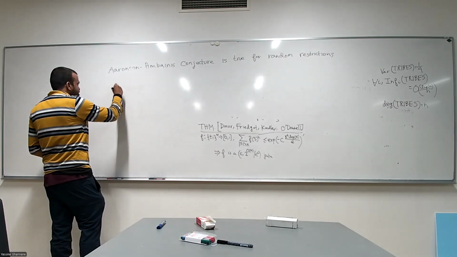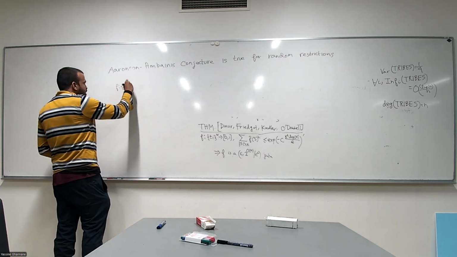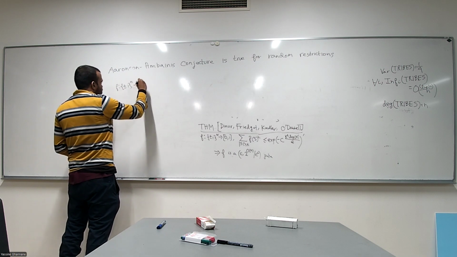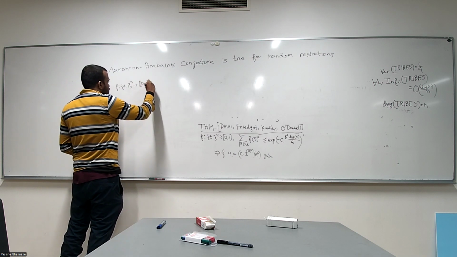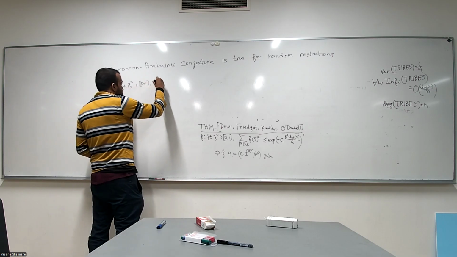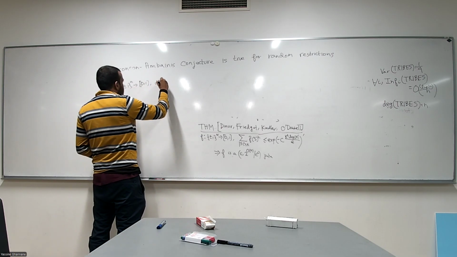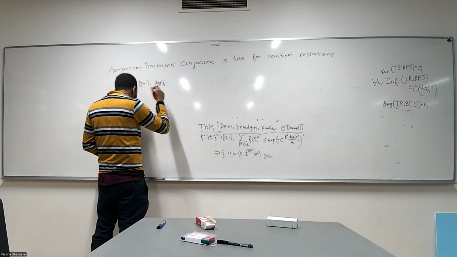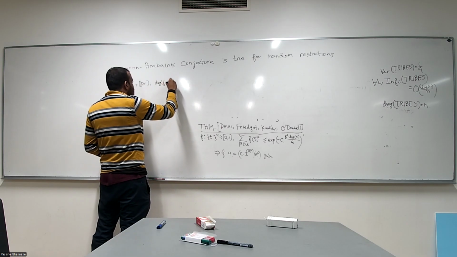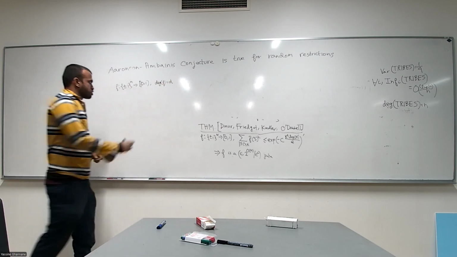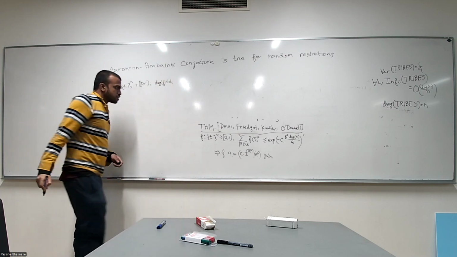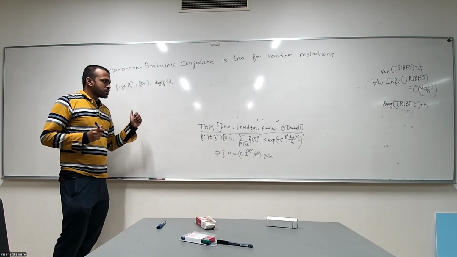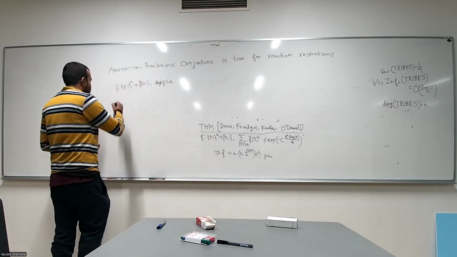So f is our target function. We want to prove something about f. Let's say the degree of f is at most d. And we want to show that random restrictions of f can be approximated by poly(d) juntas.